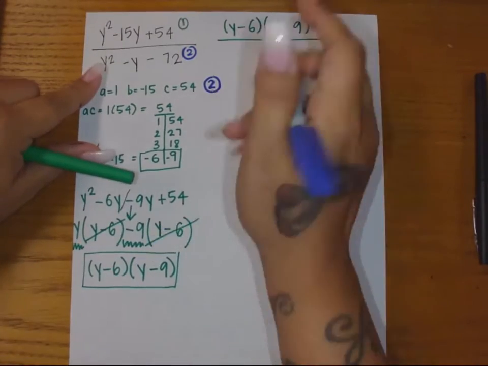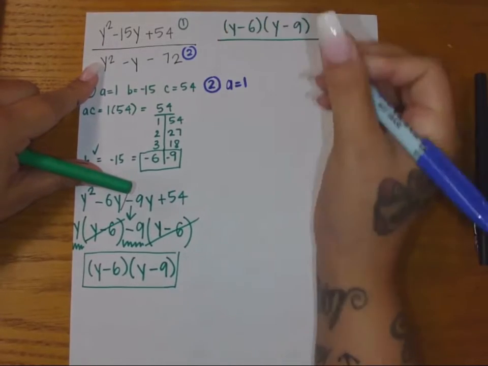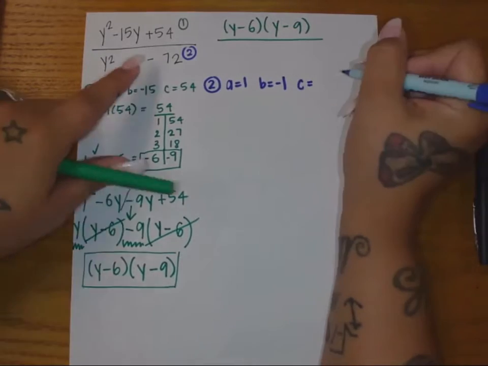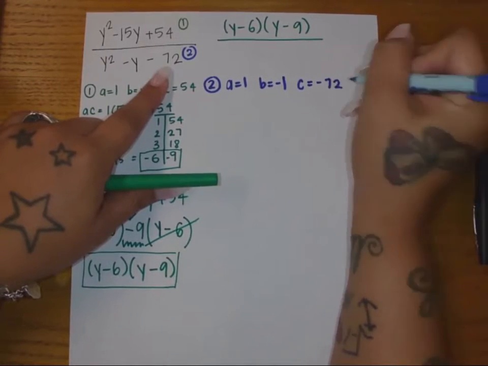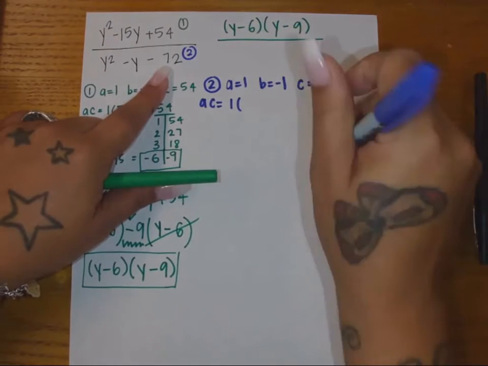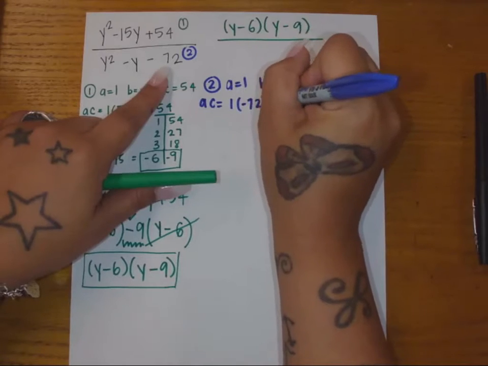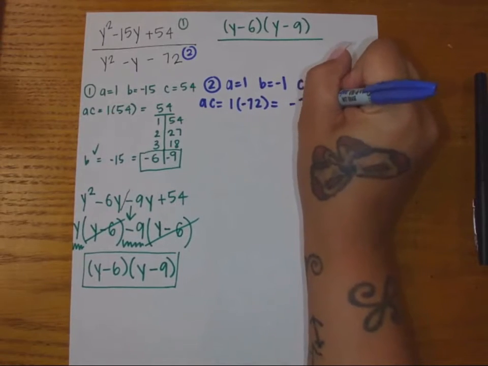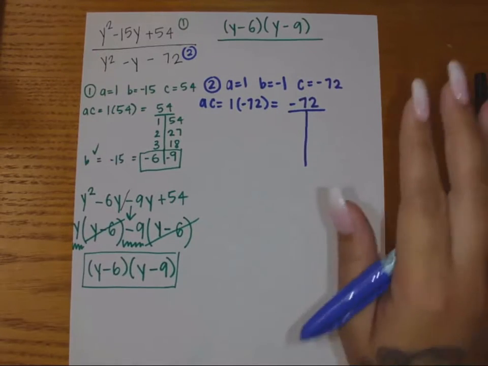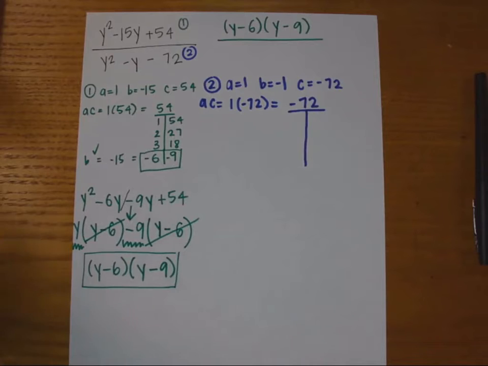Okay, so A is the coefficient, which is 1. B is the coefficient, which is -1. C is the coefficient, which is -72. A times C, 1 times -72 equals -72. Factors of -72. Just so you know, at first, I don't care that it's -72. I just want factors of 72, and then we'll take into account that it's negative.